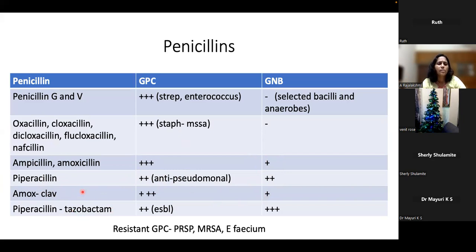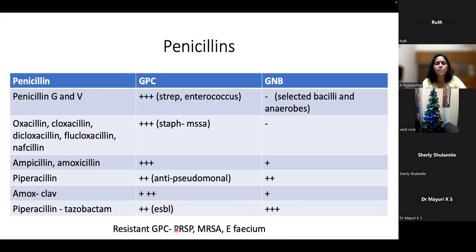Piperacillin tazobactam is again a broader cover. By adding a beta-lactamase inhibitor, we are using it to cover extended spectrum beta-lactamase producing gram-negative bacteria. So it has gram-positive cover, and the gram-negative cover is much more than the gram-positive cover. So as you go from above down, there is a variable spectrum of cover which you will have to understand.